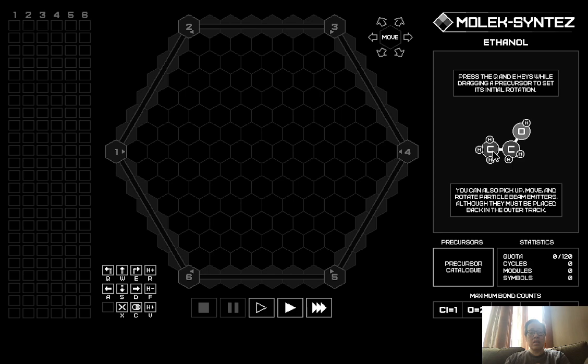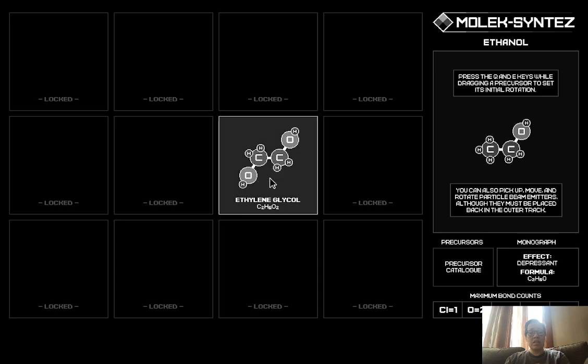All right, so ethanol is C2O1H6, and it's two carbons bonded to an oxygen. Everything's a single bond, so you gotta have a bunch of hydrogens around to suck up the extra bonds. The precursor, we can only use ethylene glycol, and you can see that it's very similar, except it has an extra oxygen and is missing one of the hydrogens on that carbon. So essentially, all we need to do is break this bond and get rid of this oxygen and add a hydrogen to this carbon. So we'll do that.